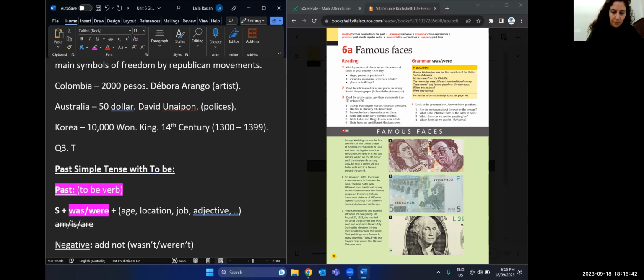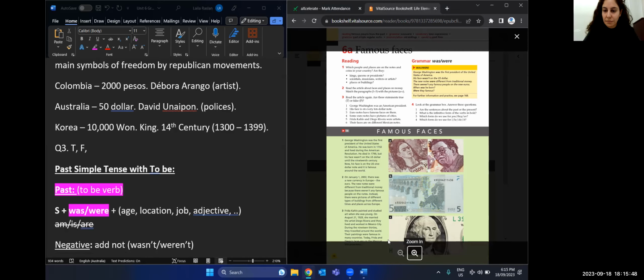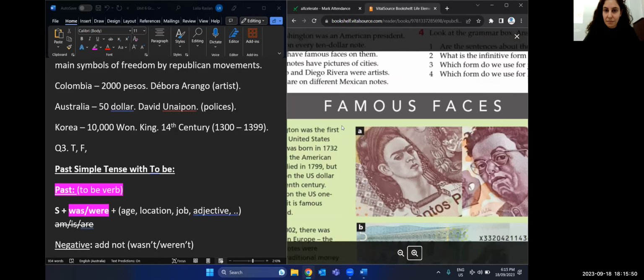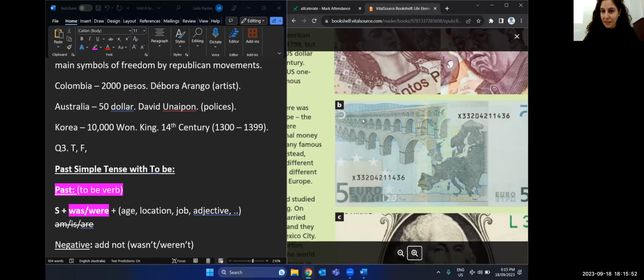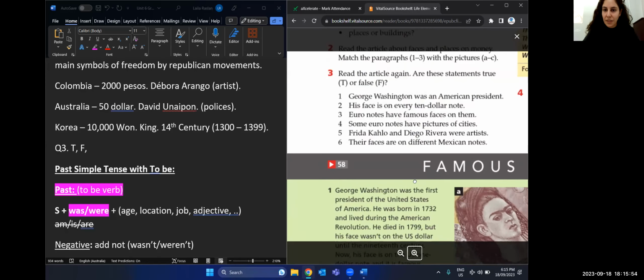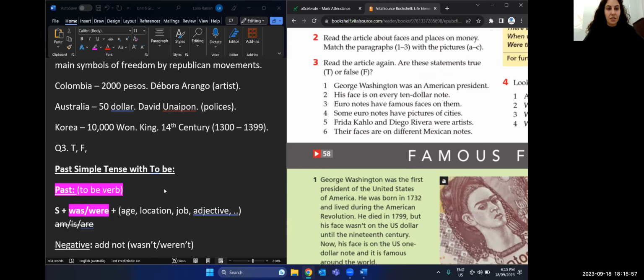So true, false. Euro notes have famous faces on them. False. Because if we look at this one, it had a building, a structure. So Euro notes have famous faces on them. False. Some Euro notes have pictures of cities.